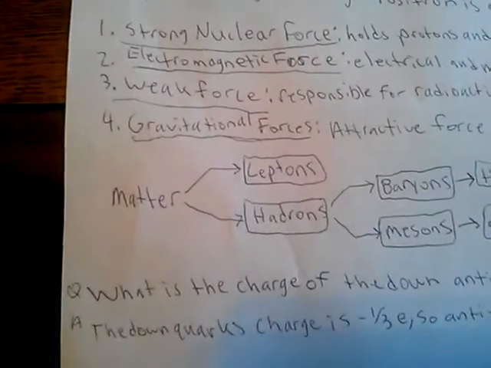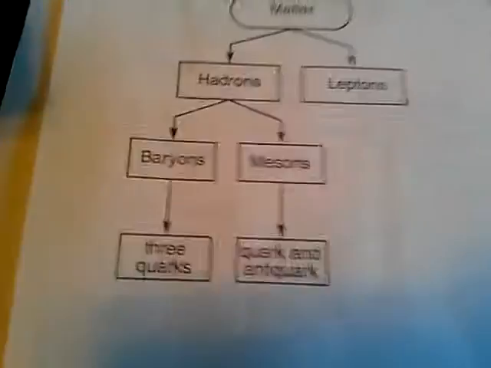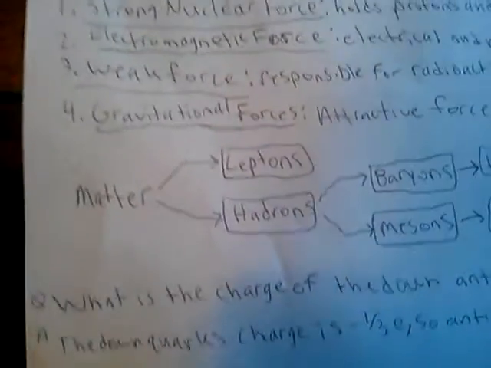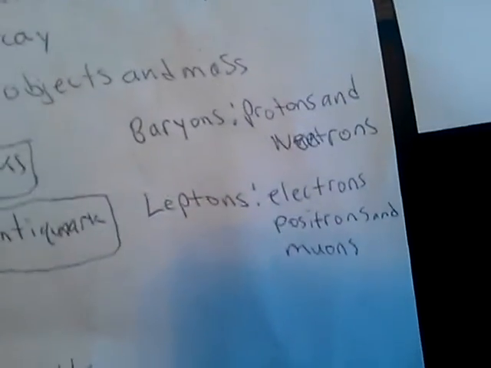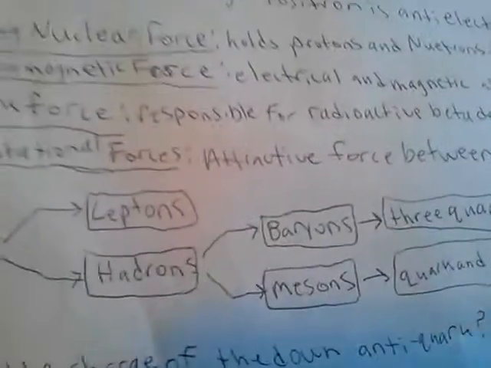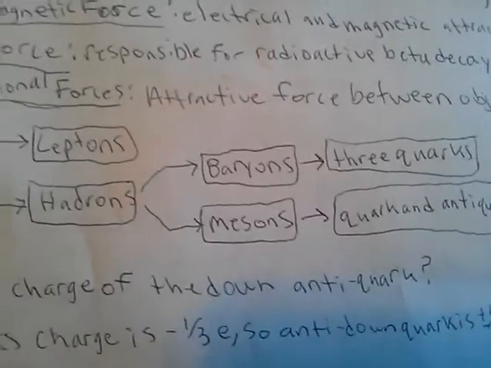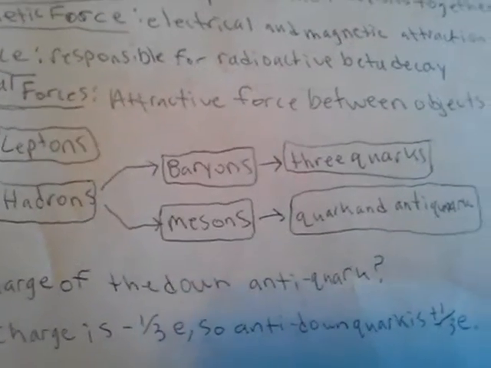Now I'm going to show you this diagram, which can also be found in the reference table: classification of matter. Matter is separated into two things, leptons and hadrons. Leptons would be electrons, positrons, and muons. The hadrons split up into baryons and mesons. Baryons have 3 quarks, and examples would be protons and neutrons. Hadrons are also split up into mesons, which are a quark and an antiquark.